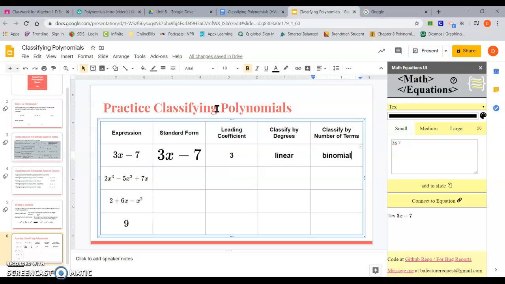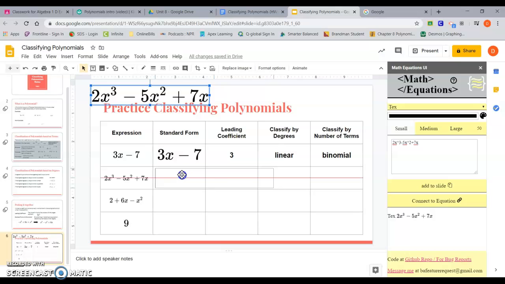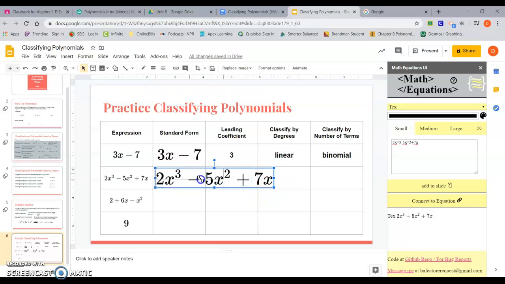All right, let's look at the next one. 2x to the third minus 5x squared plus 7x. It looks like it's already in standard form, so I'm just going to enter that in as it is. So 2x to the third minus 5x squared plus 7x. Add it in. I'm going to shrink it down so that it fits.